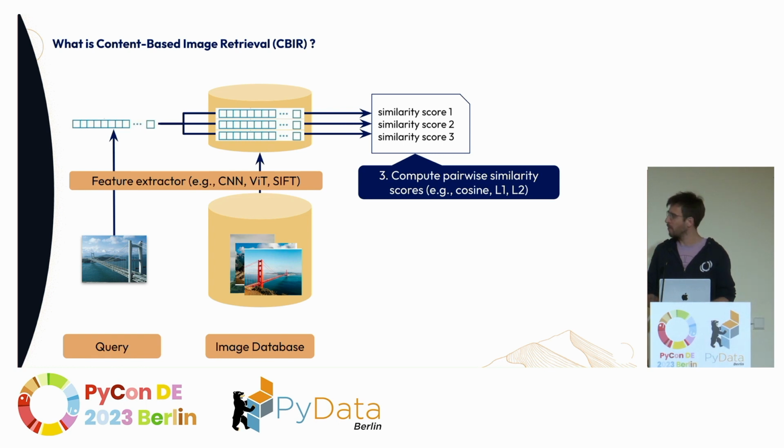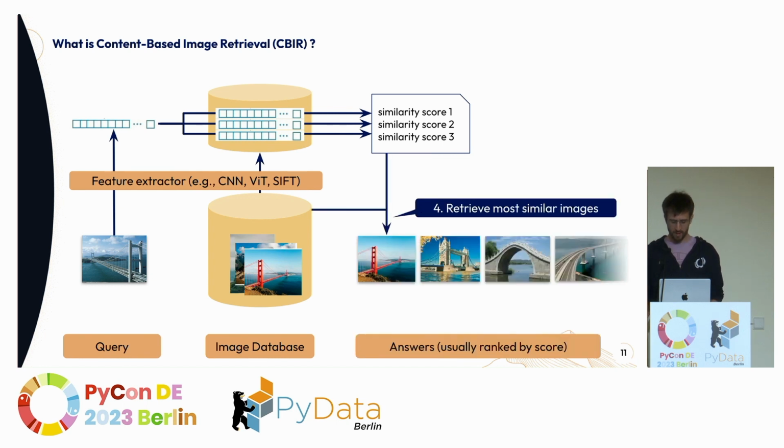How do we do that? We have several methods to do that. A very simple one is to use distance, like cosine distance or L1, L2. And once you have similarity scores between the query image representation and the representations of the image database, you can simply retrieve the most similar images by ranking those scores and showing the images accordingly.